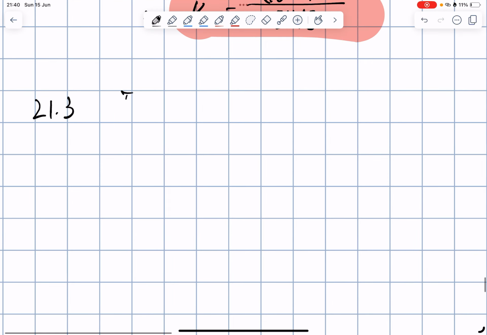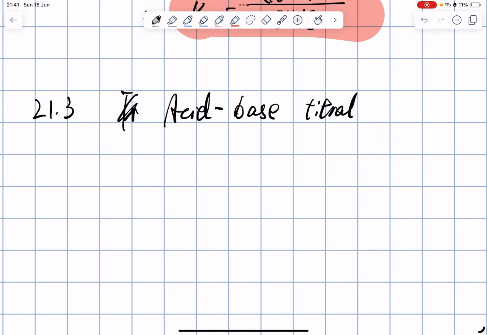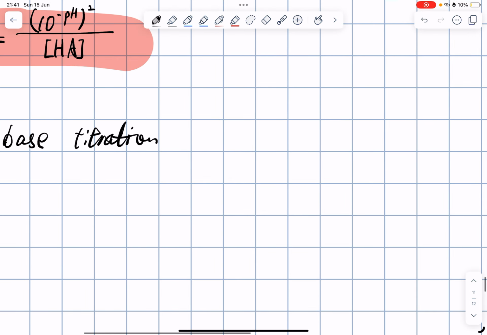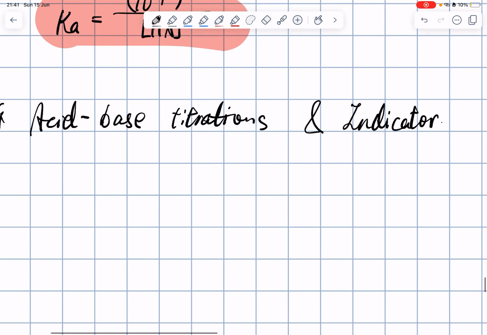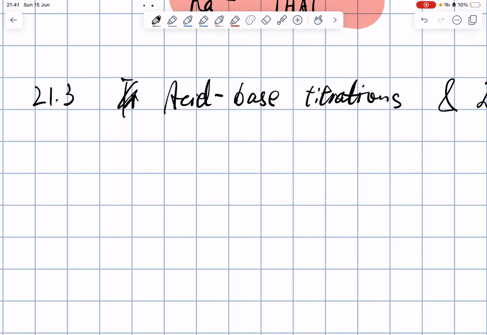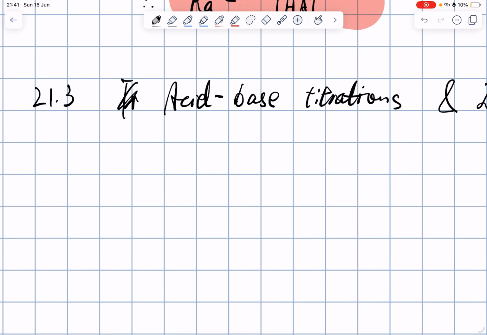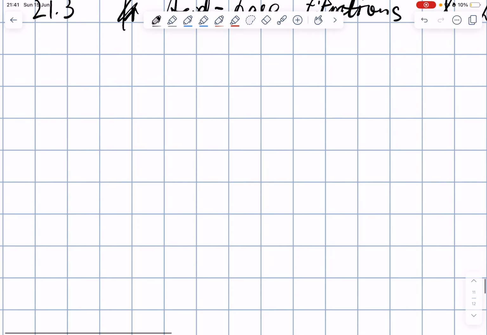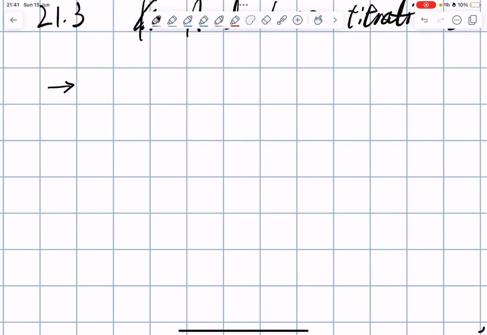21.3. Acid-base titrations and indicators. I think all of you have done paper 3 for Cambridge Chemistry AS level. So in paper 3, there's always a question about titration, and you have to do titration by yourself. So now we have a more scientific definition for titration and its indicators. We don't have to say anything about titration. All of us have learned this in AS level.